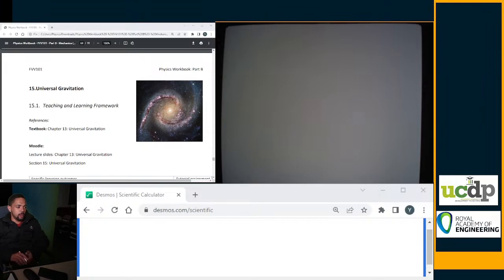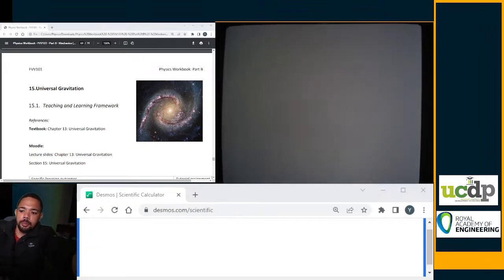Okay, but first, before I continue, I just want to fix some stuff here. But today we'll be doing universal gravitation and oscillatory motion. Okay, I just want to fix the camera here.